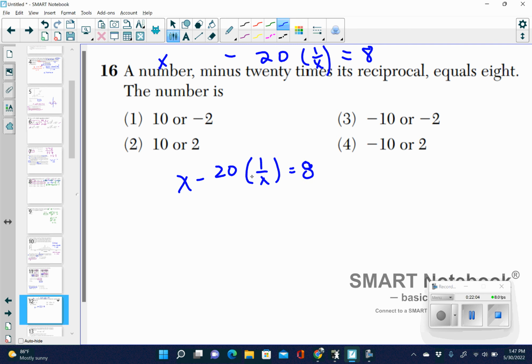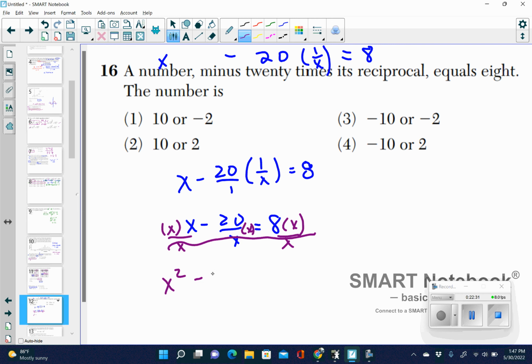Okay. So I have x minus 20 times 1 is 20 over 1 times x is x equals 8. I'm trying to see where this is equal. I don't like fractions, so I'm just going to multiply everything by x, that way all the x's will cancel each other out. So this whole denominator right here goes away.